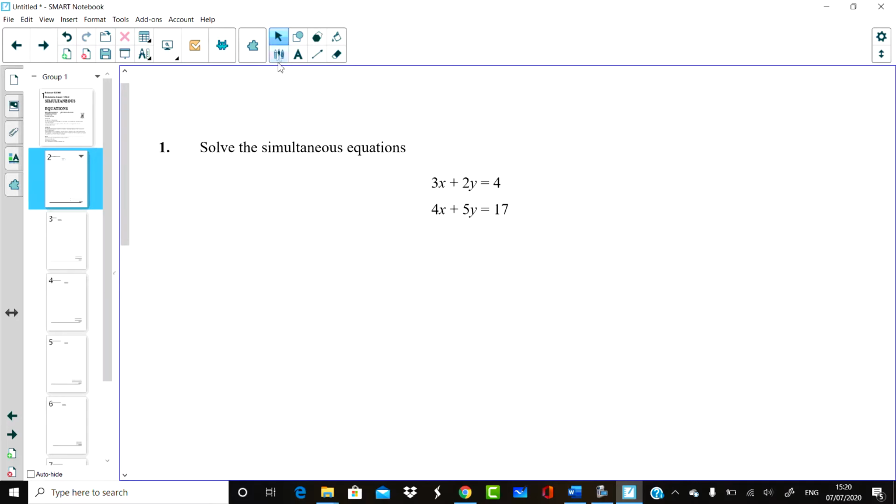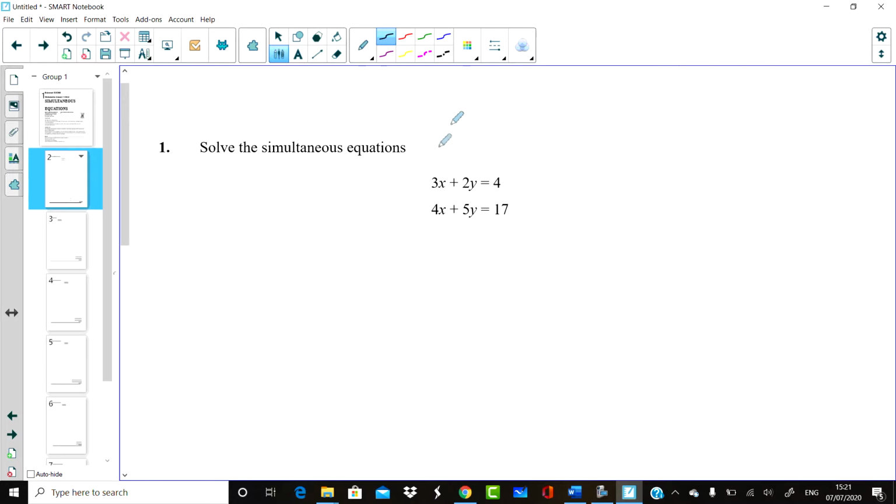As you can see, we have two equations here, and we have two unknowns. So we have one variable which is x and one variable which is y, and we don't know what they are. So we have to work out what x and what y is using these two equations.